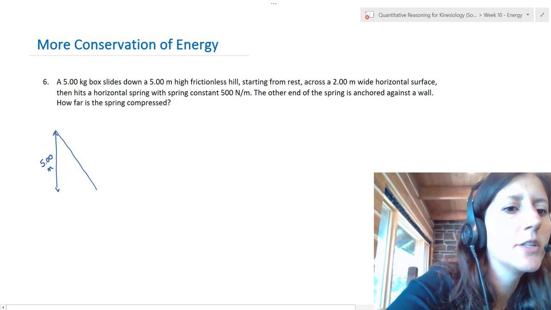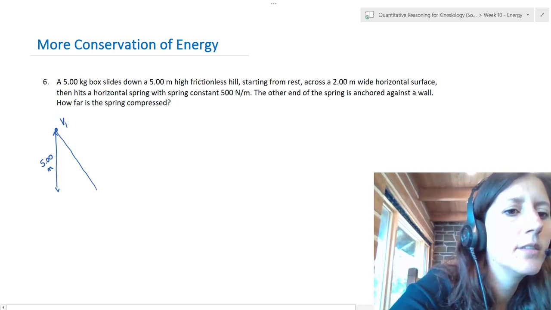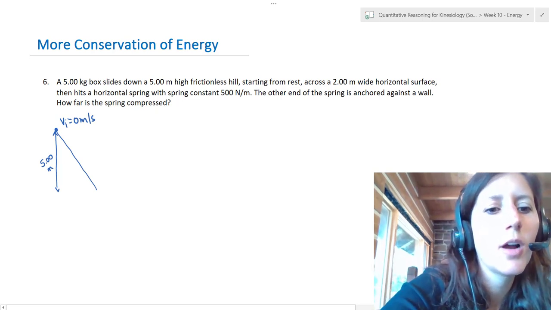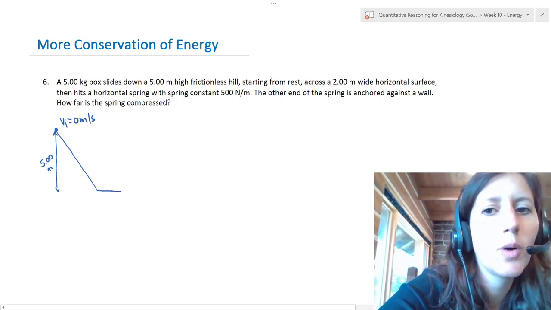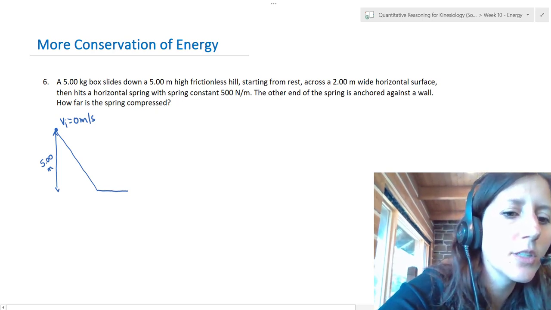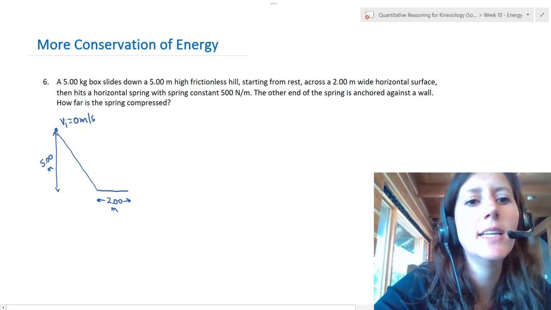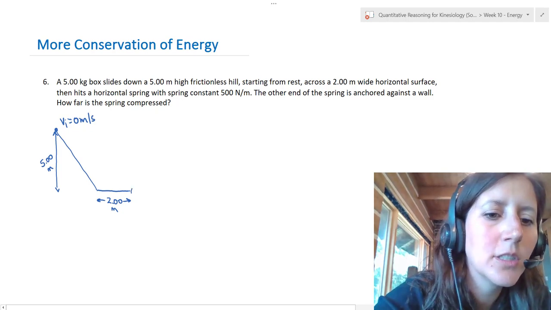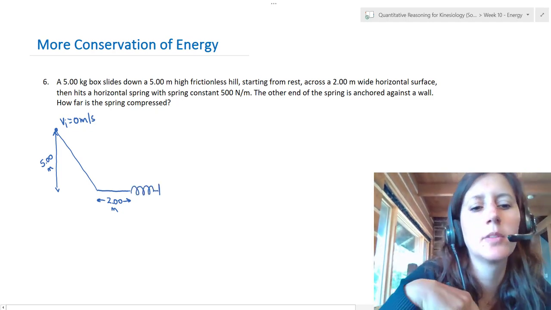It starts from rest, so this is the initial velocity. And then it goes down the hill, then it goes across a 2-meter wide horizontal surface. So this is 2 meters. And then it hits a spring that has a spring constant. So here's this spring over here, and it's anchored to a wall.